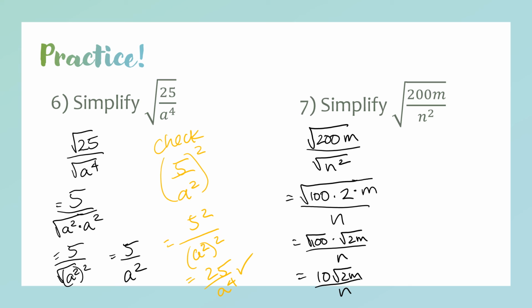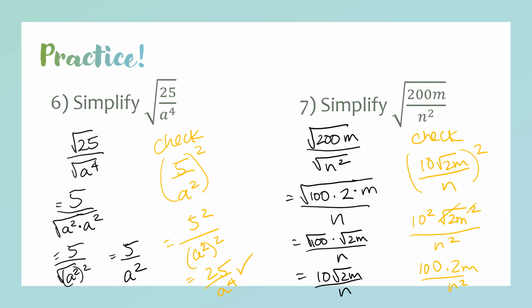And again, if I want to, I can do a fun little check for this and say 10 root 2m over n, and I can square this whole thing. So that would be 10 squared times 2m squared over n squared. So that would be 100 times, that'll cancel each other out, 2m over n squared. That's 200m over n squared. Cha-cha, got it.